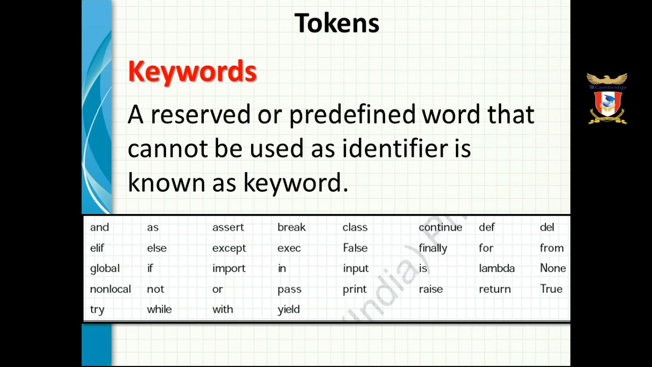For example, we can't use for as a variable name. You can't create a variable with the name while. You can't name a variable if. So these are the reserved words that you can't use as identifiers.